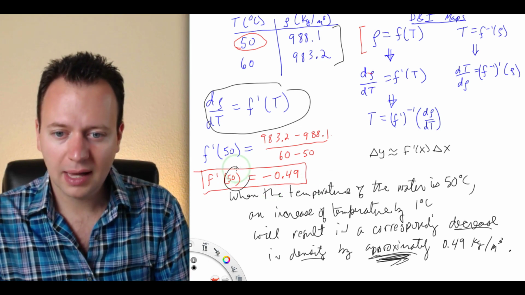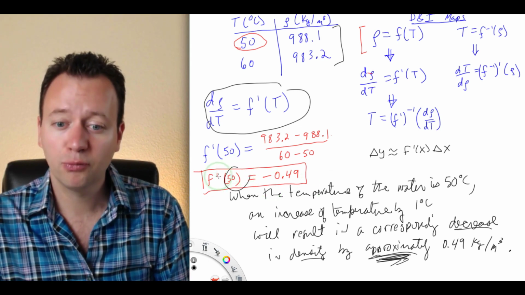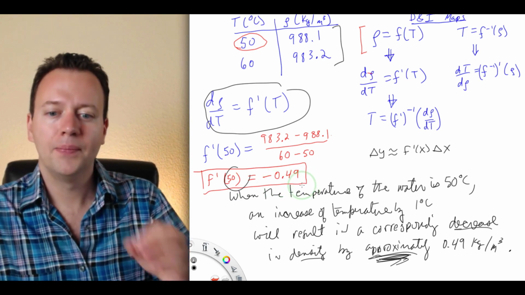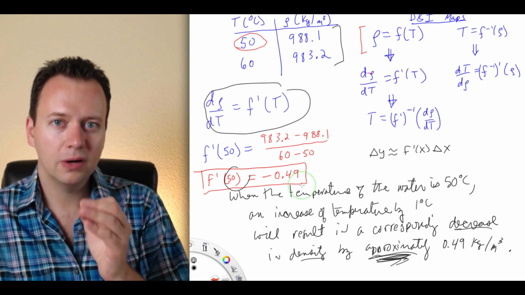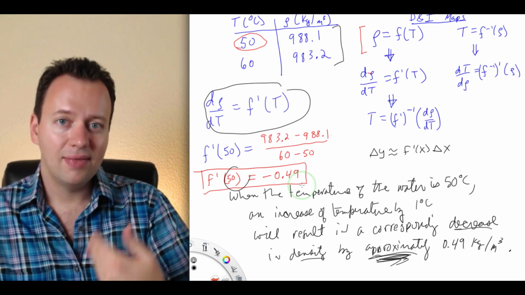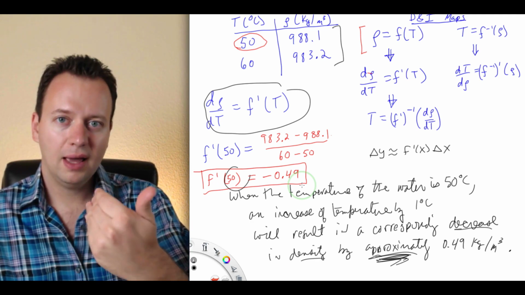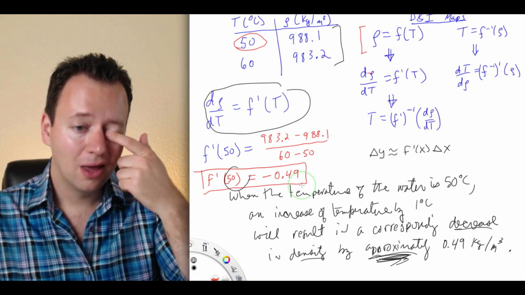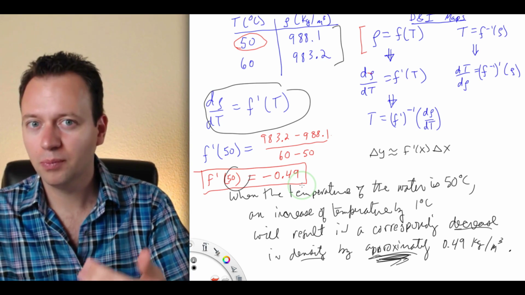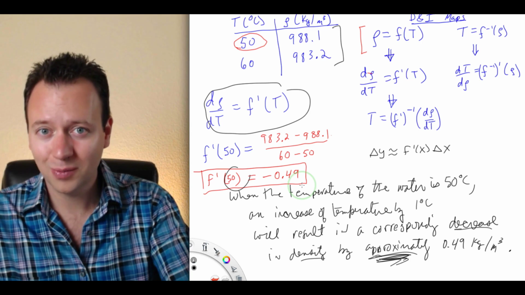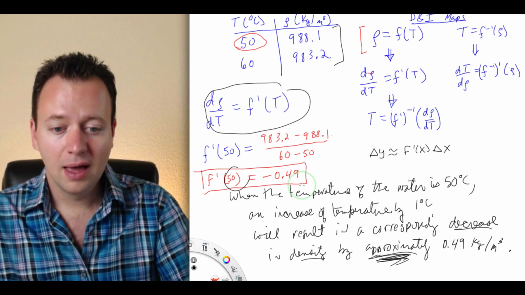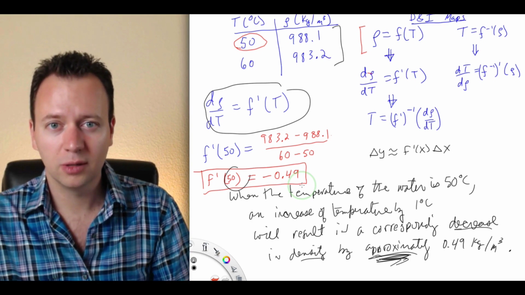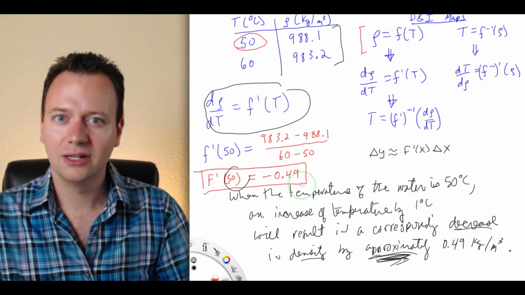So even somebody who doesn't have any experience with calculus, who doesn't know what f prime of 50 equal to minus 0.49 means, can still understand: when the temperature of the seawater is 50 degrees Celsius, at that point, if the temperature were to increase by an additional degree, so if the temperature were to become 1 degree warmer, then the density would decrease by approximately 0.49 kilograms per cubic meter. Right? It makes sense saying it like that.